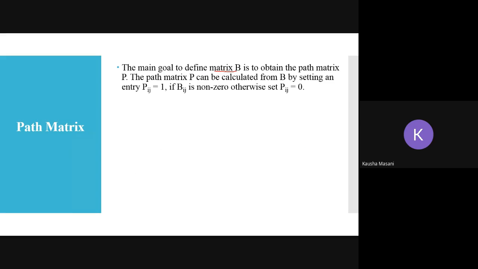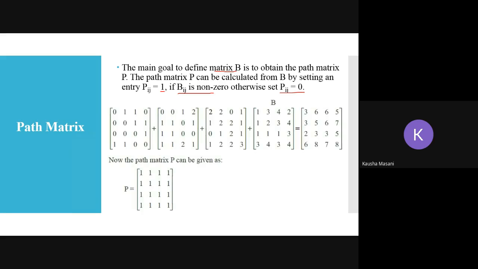The main goal to define your matrix B is to determine your path matrix. And how is your path matrix calculated? By setting P of ij value as 1 for every value of B of ij that is non-zero. If B of ij value is 0, then you are setting P of ij value as 0. Something like this.